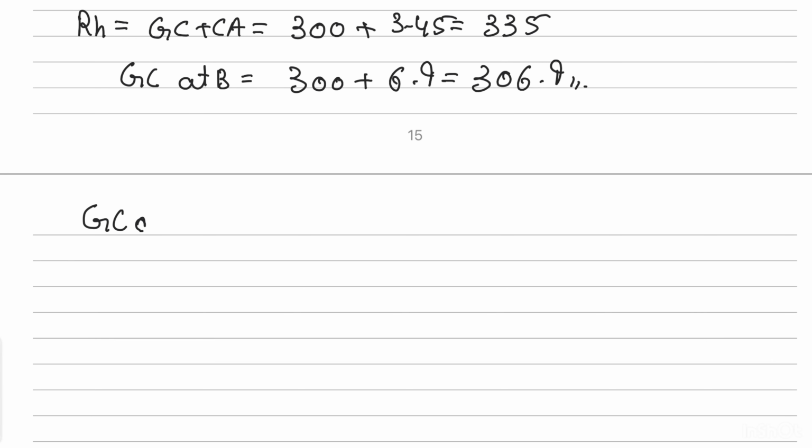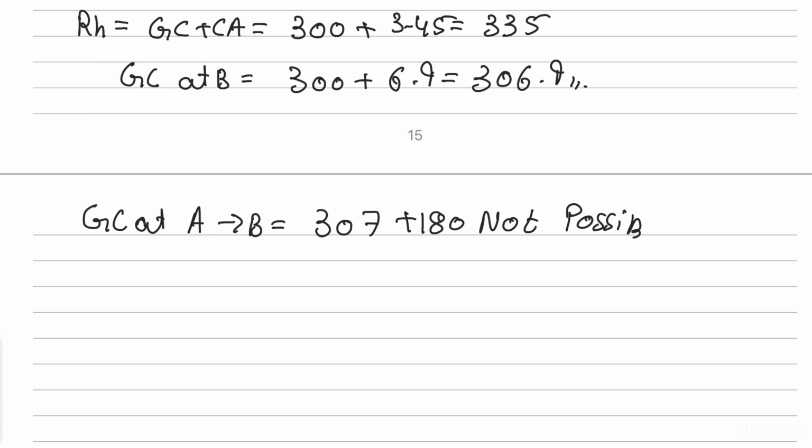So we have GC from A to B is 300 plus 180. That is really not possible. So here what we do is what all the aviation people do: let's subtract. 307 minus 180. So here we get somewhere 127.